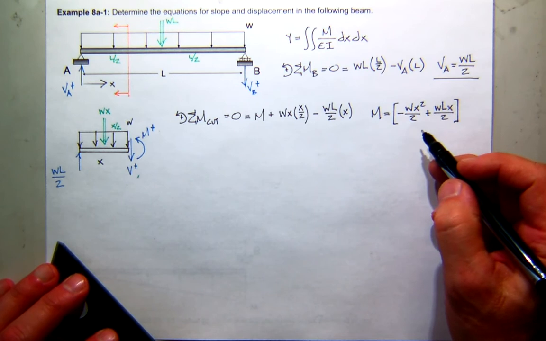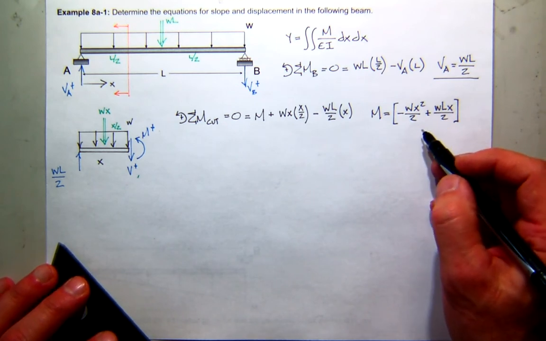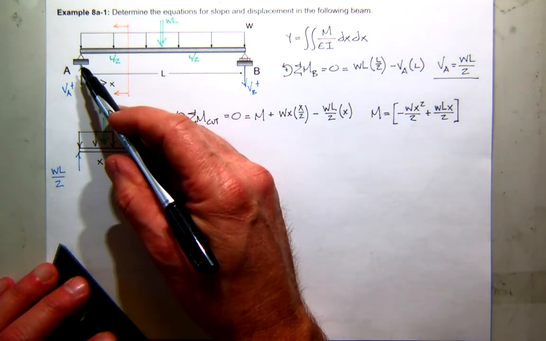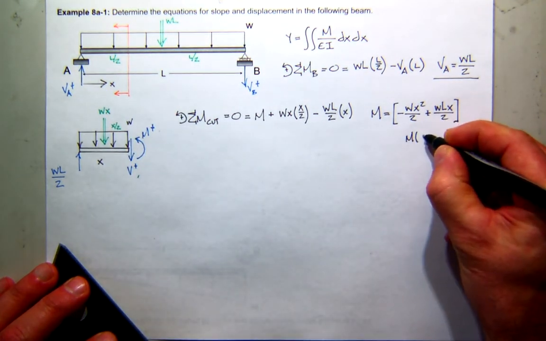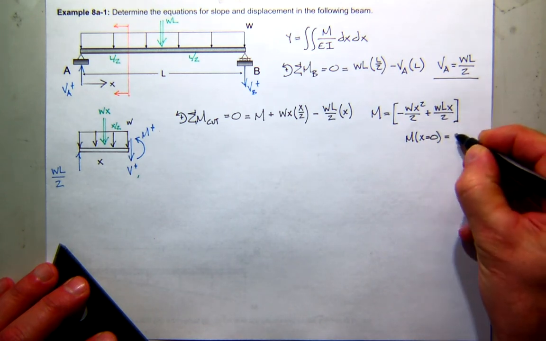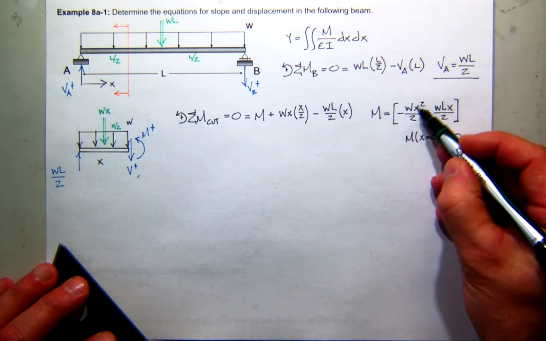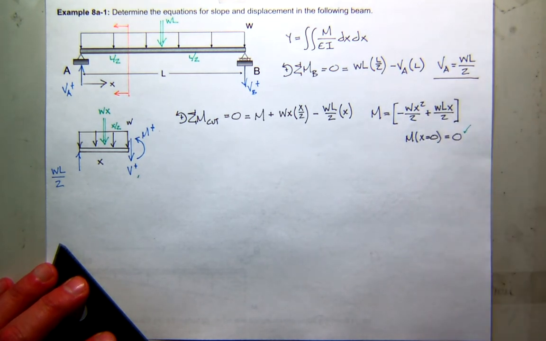Now we can stop, just like we did in the first part of the course, and make sure this looks okay. Now we do know the moment someplace. Where do we know the moment? Do we know the moment at A? Yeah. So I know that the moment at A, which is at x equals 0, should be 0. Well, is it? You put in x equals 0, this term is 0. Put in x equals 0, this term is 0. Yeah, that's right. It works.